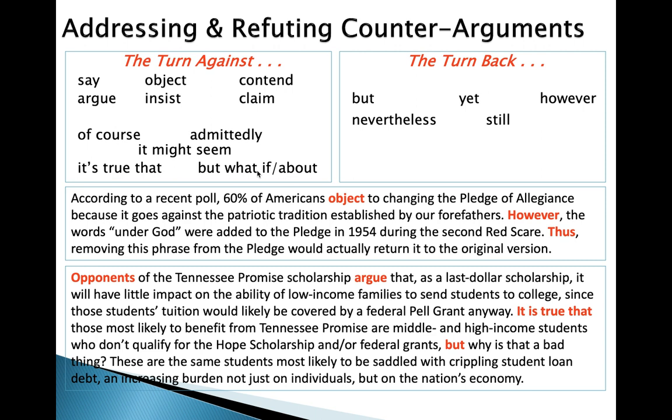point of view. So it is true that those most likely to benefit from Tennessee Promise are middle and high income students who don't qualify for the Hope Scholarship and or federal grants. So I'm conceding, good point. Then I'm still turning back. But why is that a bad thing? These are the same students most likely to be saddled with crippling student loan debt, an increasing burden not just on individuals, but on the nation's economy. So again, I'm bringing it up with the turn against language, and then I'm shutting it down, or at least reasserting my point of view with the turn back language.